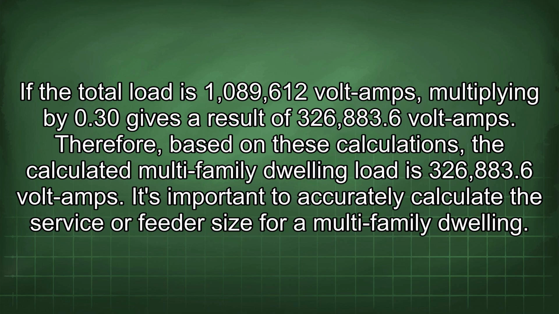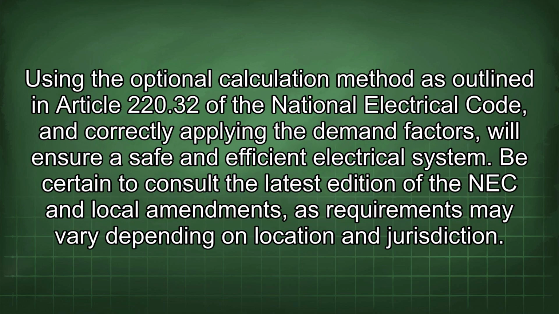Therefore, based on these calculations, the calculated multifamily dwelling load is 326,883.6 volt-amps. It's important to accurately calculate the service or feeder size for multifamily dwellings. Using the optional calculation method as outlined in Article 220.32 of the National Electrical Code, and correctly applying the demand factors will ensure a safe and efficient electrical system.